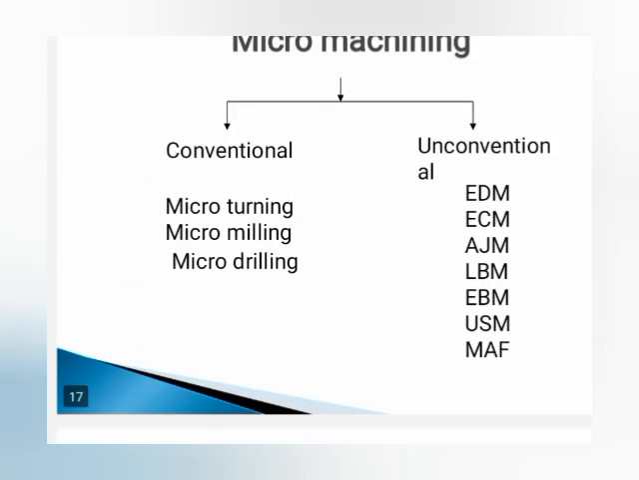And you see the micro machining, conventional and unconventional. In conventional process: micro turning, micro milling, micro drilling; and unconventional: EDM, electric discharge machining, chemical machining, abrasive jet machining, laser beam, electron beam, ultrasonic machining, and MAF machining. These are all the micro machining categories.